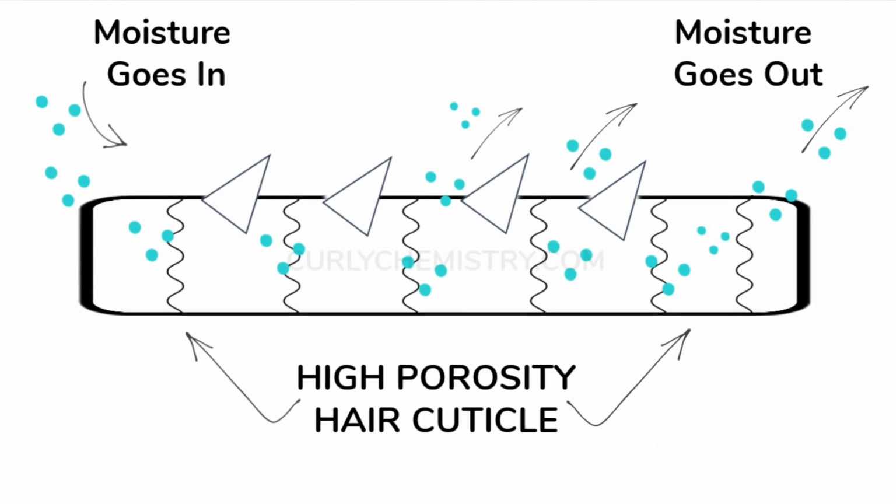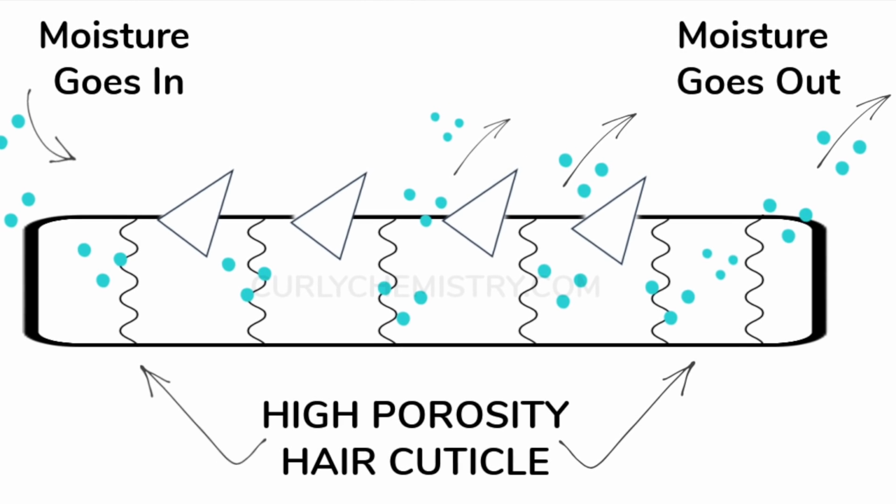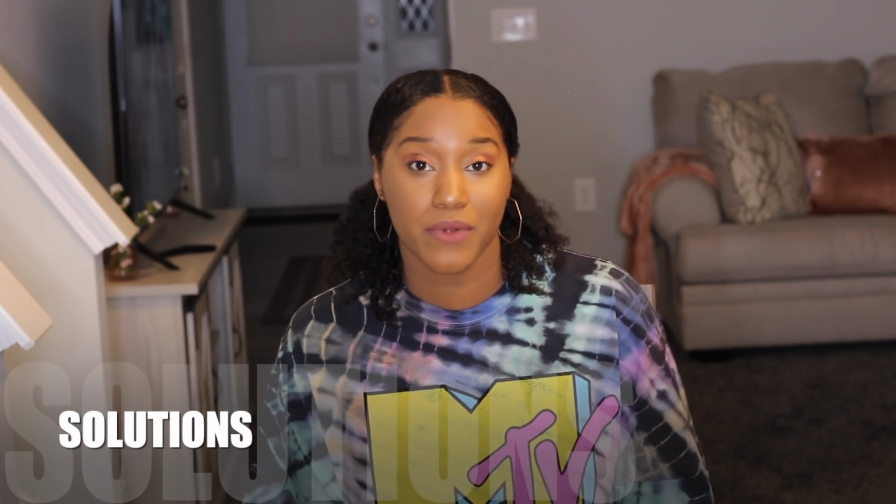Now, the effects of having high porosity hair, outside of the frizziness, of course, is the moisture loss. High porosity hair has a very difficult time retaining moisture. It can take it in, but it's not holding it in because the cuticles are lifted and that water is literally evaporating out of the hair. And because the hair is losing moisture, that leads to drier hair, which leads to breakage and split ends. However, with all that being said, there is a way to care for high porosity hair.